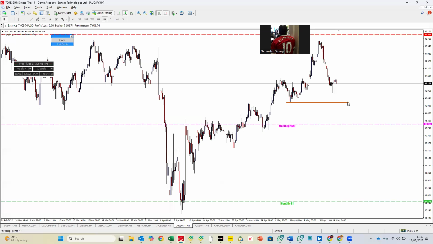So I'm expecting that price will most likely sell to this point before we decide whether we want to go back up. If I'm going to be taking a sell here, the sell TP area will be around here, before we then decide whether we want to go back for a retest and come down again. So for AUD yen, looking for a sell there.